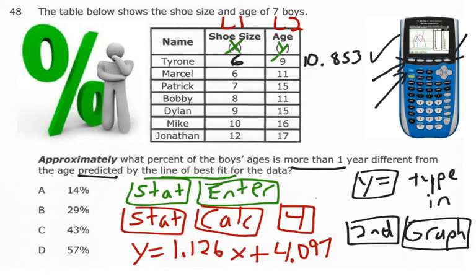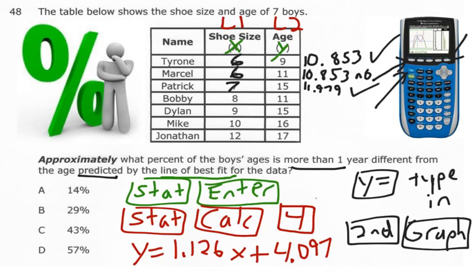What about, again, we're plugging in a 6 for x, so look at your table, and it says 10.853 again, same number. But how far is that from 11? Well, it's less than 1. It's like 0.147 away, so that would be a no. What about 15? So if we plug in a 7 for x, look at the left column. It says 11.979. Is that more than 1 different than 15? Absolutely. It's over 3 different, so that would be a yes.